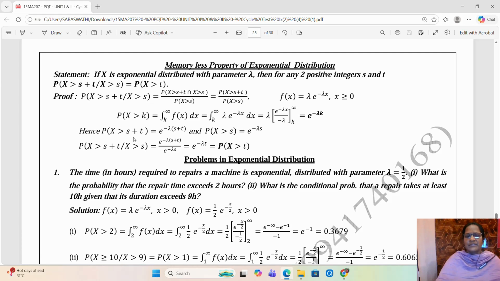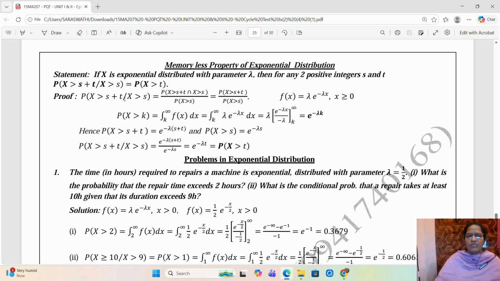So X greater than s plus t, instead of k, is equal to e to the power minus lambda into, instead of k, s plus t. So the answer is e power minus lambda into s plus t. And also P of X greater than s: X greater than k is e power minus lambda k, so P of X greater than s is e power minus lambda s.